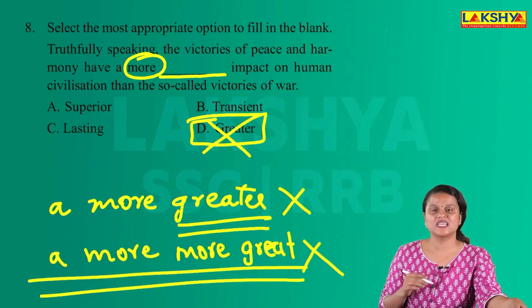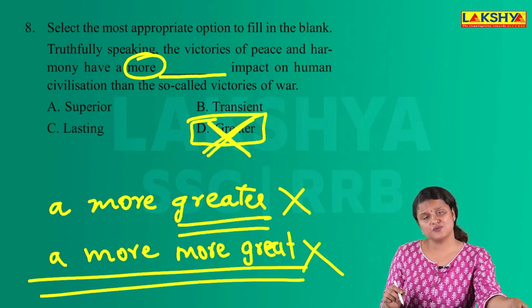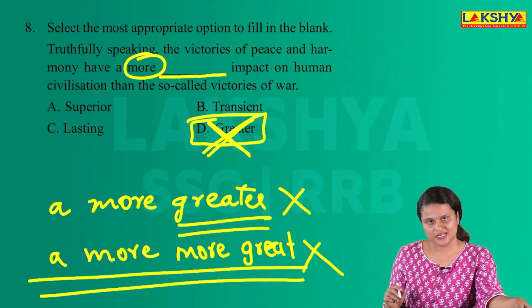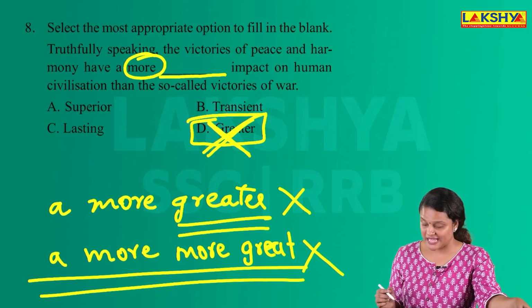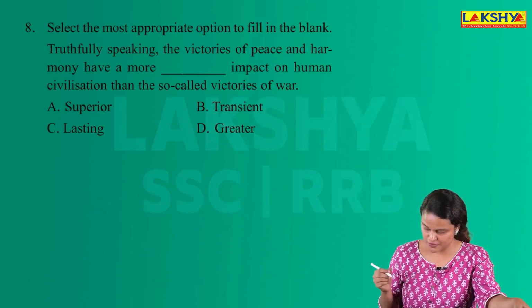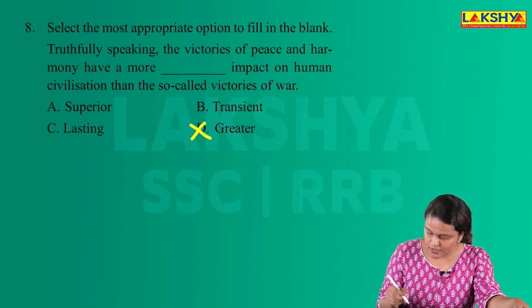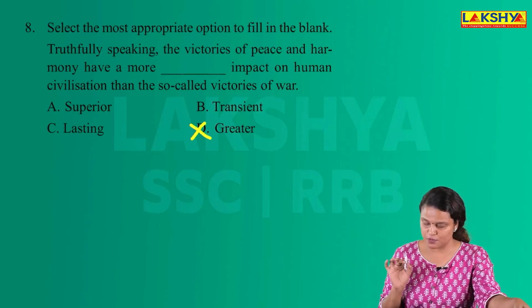Okay. So more great will be so wrong, right? It is grammatically incorrect. So it cannot be greater. Instead, if it was great, I would have selected great. So it is not D because the answer they have given is greater. So that won't be the answer for sure. So greater will not be the answer because more greater cannot be the answer.